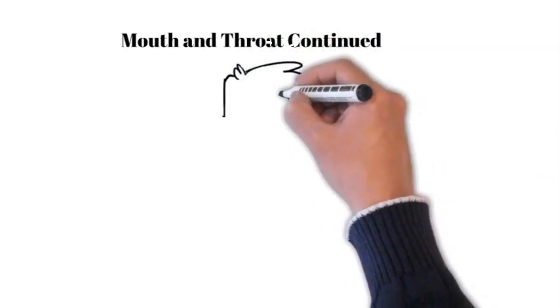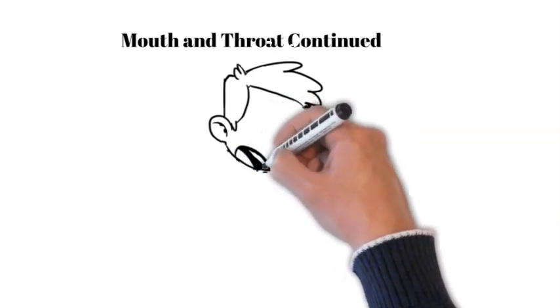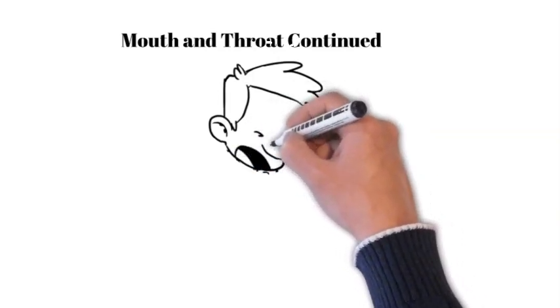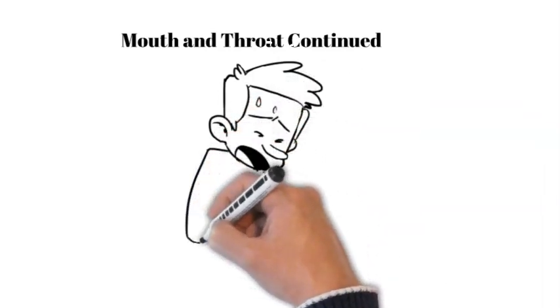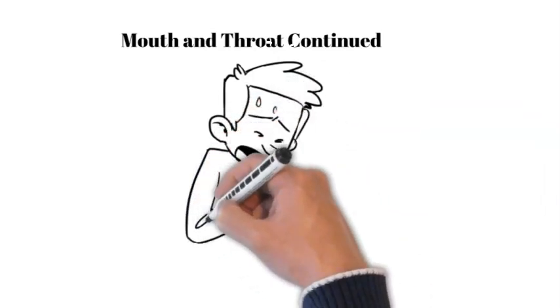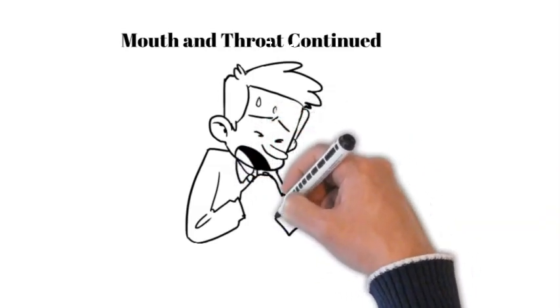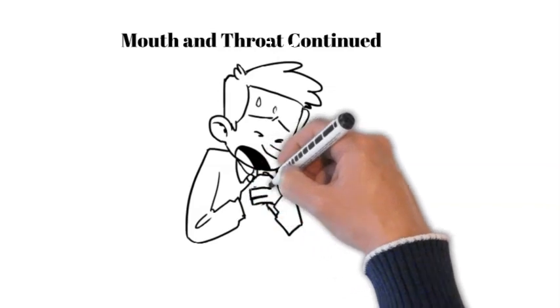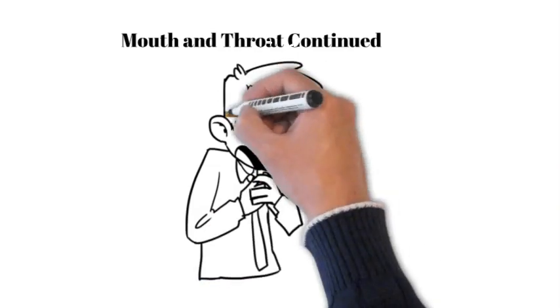Periodontitis, inflammation of the tissues surrounding and supporting the teeth. Leukoplakia, thick, white patches on the inside of the mouth or on the tongue. Candidiasis, a fungal infection of the mouth. Tonsillitis, inflammation of the tonsils. Pharyngitis, inflammation of the pharynx. Laryngitis, inflammation of the larynx.